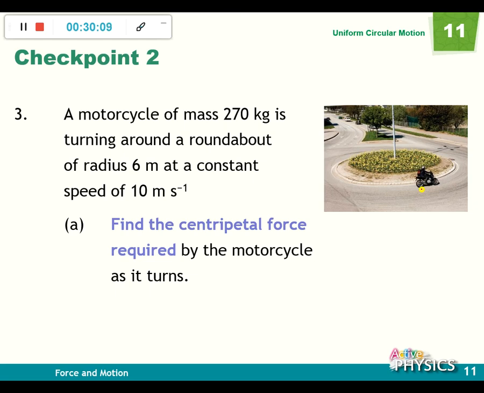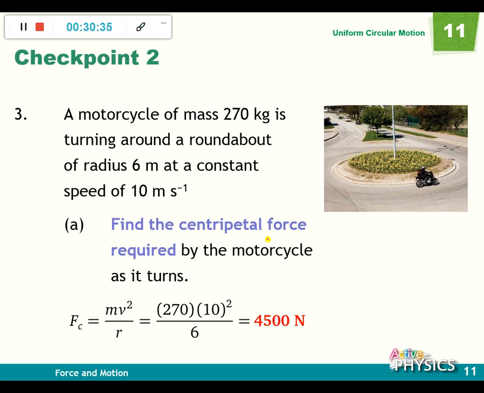How about the third one? A motorcycle. Given its mass, speed, and also radius, find the centripetal force. Pick out the useful information and the useful formula, and then substitute. It should be mv squared over r. You know m, v, and r. Then you can see that it should be 4,500 Newtons to make it move in a circle.